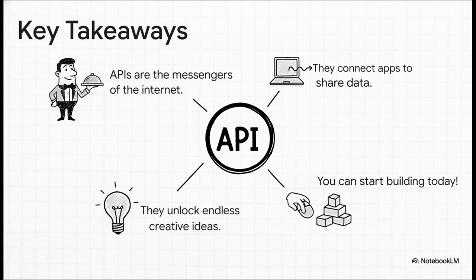Look, if you remember just one thing from all of this, let it be the restaurant analogy. APIs are the waiters of the internet. They're the messengers that connect everything, letting apps share data and unlocking this entire universe of creative ideas that you, yes you, can start playing with today.